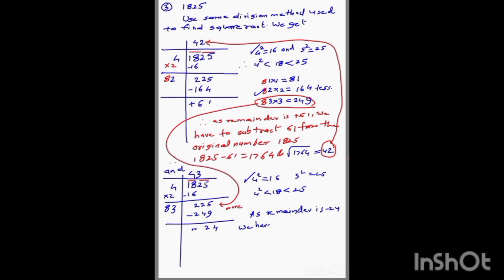Okay, so got this. When you have to find a perfect square number greater than the given number, you have to go for the higher number. So we have to add 24 to the original number 1825. Just see when you have to subtract and when to add. 1825 plus 24 is 1849. Yes, it is 1849. That is a perfect square of 43, or root of 1849 is 43.